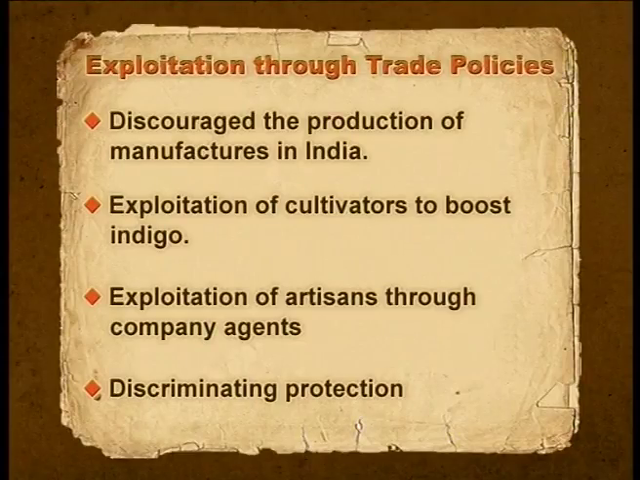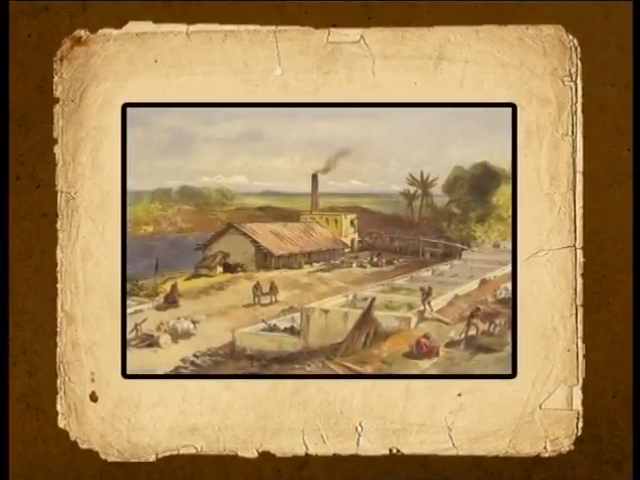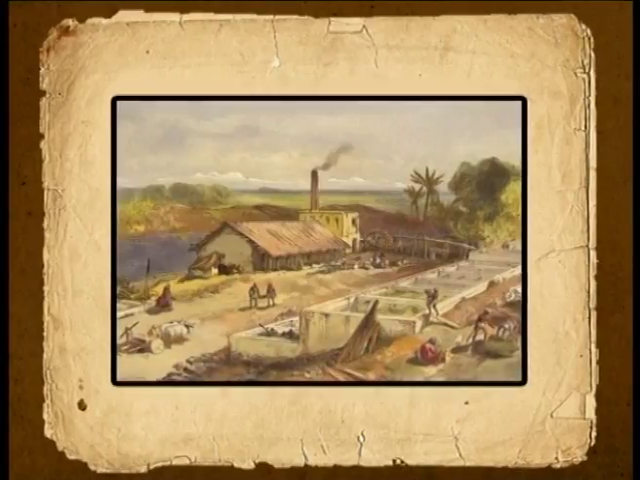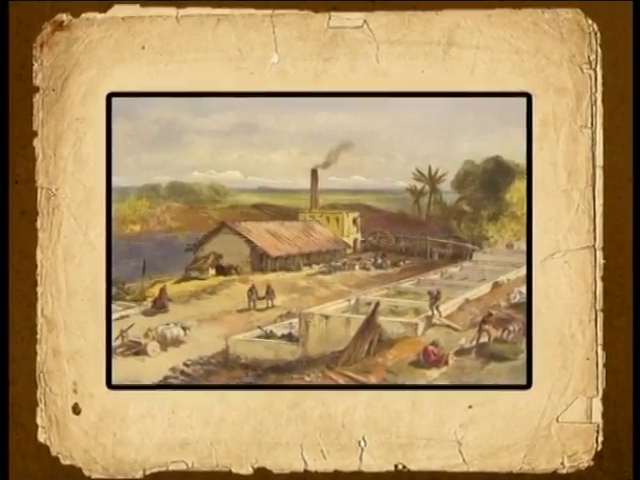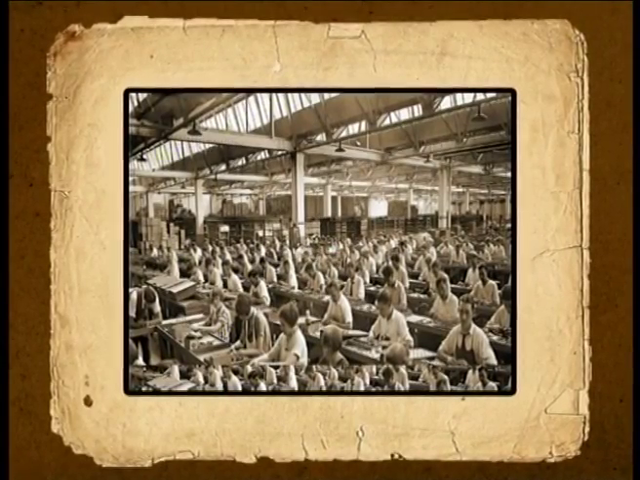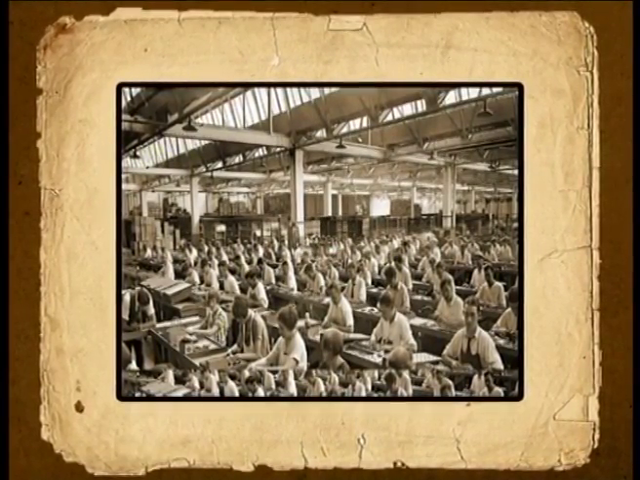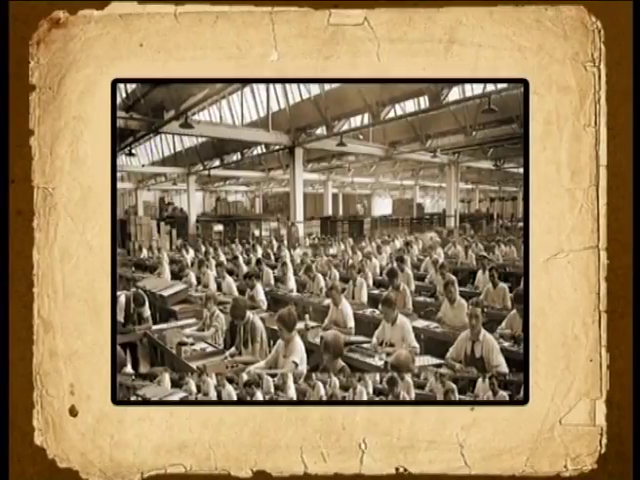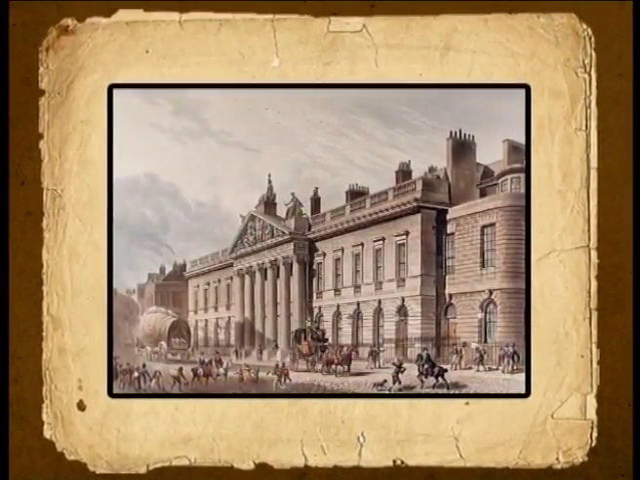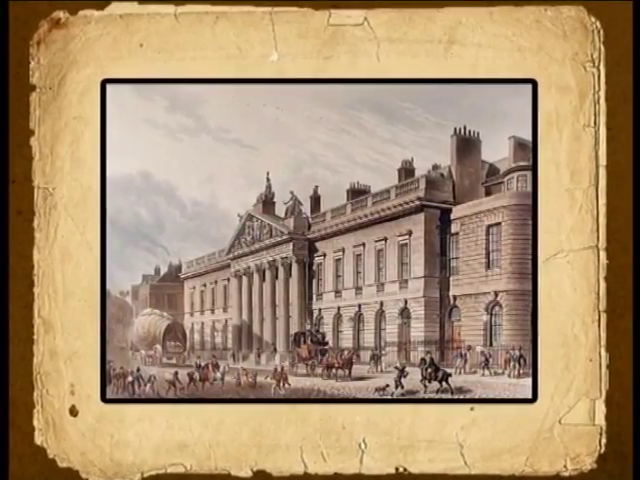The last point is discriminating protection, which was one form of exploitation through trade policies. Towards the beginning of the 20th century, there was a strong demand by the Indian national movement to protect Indian industries. In the interest of the Indians, the British government tried to give a discriminating protection, which is nothing but protecting Indian industries from competition from industries other than Britain's.